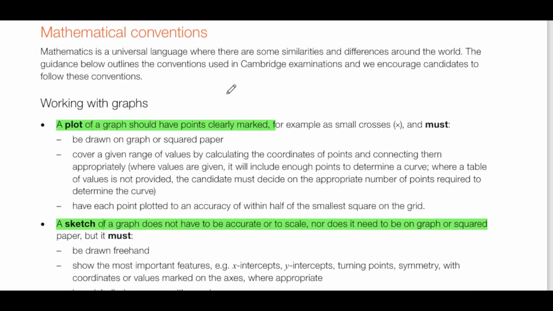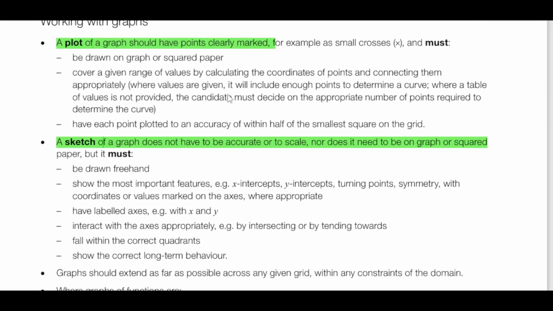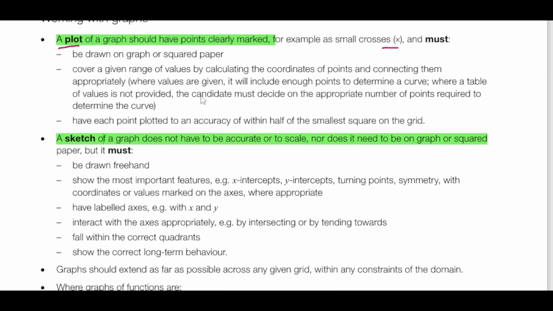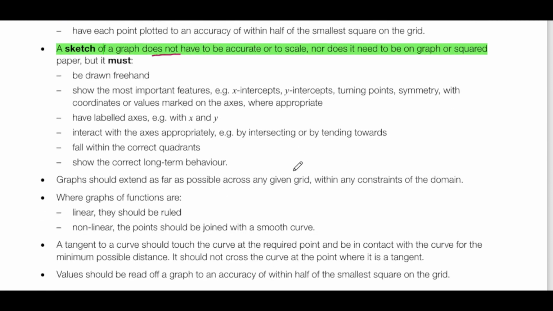Now next, some terms that they use here, you must be clear about while doing the questions. Working with graphs: if it's written plot, a plot of a graph should have points clearly marked. For example, they should be crossed out or drawn on the graph on squared paper. So you should go through this, and you see the difference between the plot and the sketch. The sketch of the graph does not have to be accurate to scale, or does not need to be on graph or squared paper. So you will still be drawing it freehand, and these are the requirements. Must go through that, please, guys.